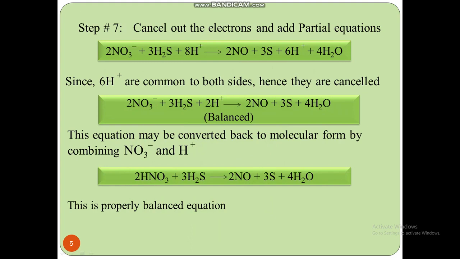To convert this ionic form into molecular form, the equation may be converted back to molecular form by combining nitrate ion and hydrogen ions. So this is the new balanced equation, and this is the properly balanced equation.